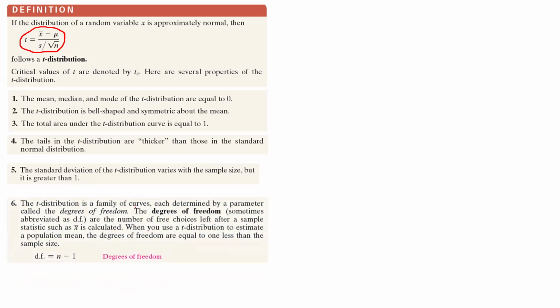The t distribution is a family of curves. Each one is determined by a parameter that we call the degrees of freedom. The degrees of freedom, sometimes abbreviated as df, are the number of free choices left after a sample statistic such as x bar is calculated. When you use a t distribution to estimate a population mean, the degrees of freedom are equal to 1 less than the sample size. So degrees of freedom can be calculated as n minus 1. And again, n is the sample size.